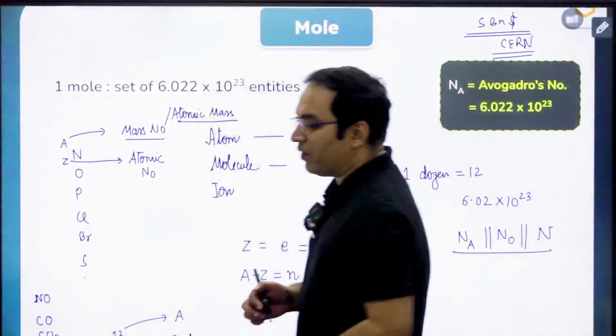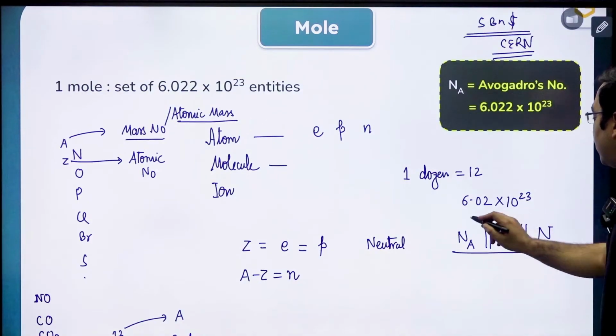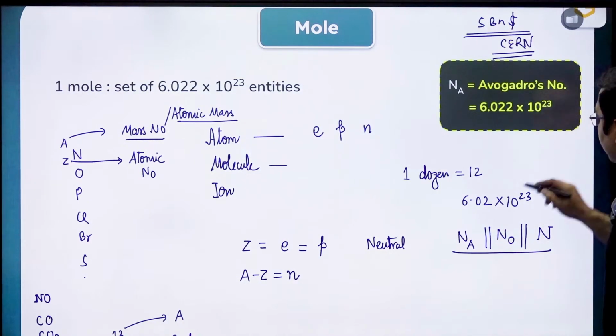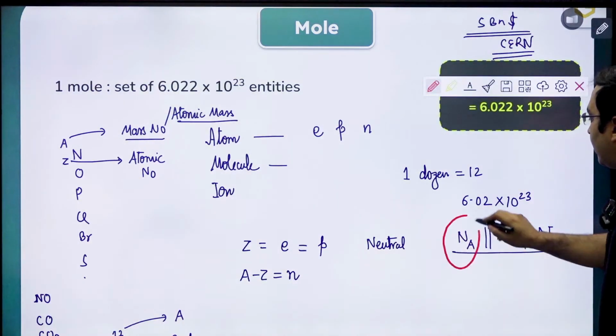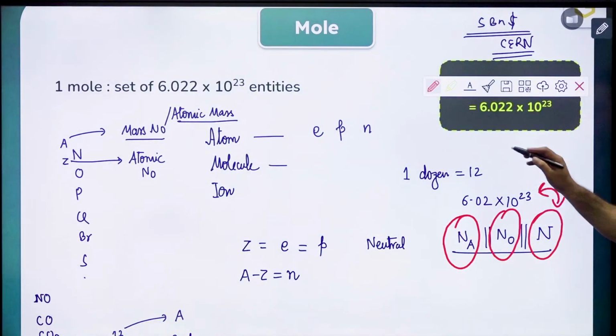To use this number very carefully, we can write Na or N naught or capital N in its place. That will also represent this number, so every time you will avoid writing this big number. Fine. So this is the definition of mole.